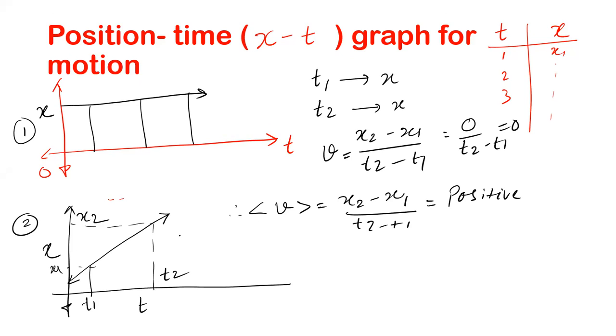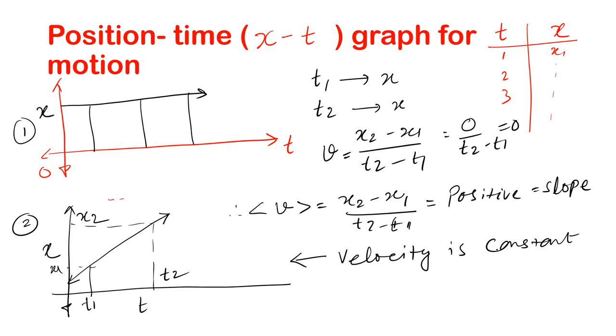right? And as it is a straight line, the x2 minus x1 divided by t2 minus t1 is nothing but the slope of the straight line. Slope of the straight line. So it is going to remain constant. Therefore, this is the situation where you can say velocity is constant. And this is called uniform motion.